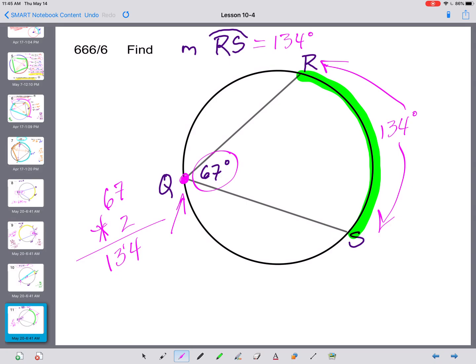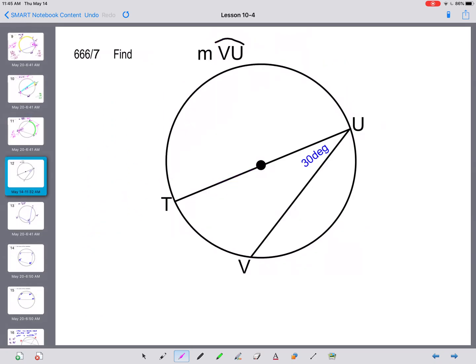What's that, number 6? That looks good. Okay. They want us to find this arc. This is the arc they want. It's arc VU. That's the one they want. What arc do we find first? Yeah, we find this arc first.